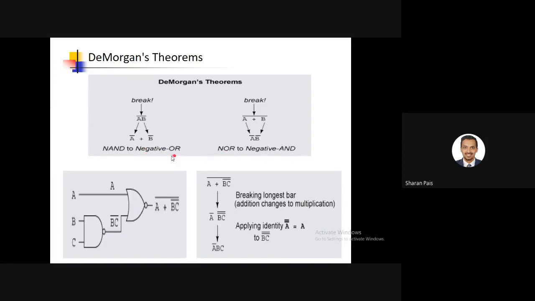So don't worry about negative logic or negative NAND and all. Later it comes, I'll explain that. There are two things when we are studying logic gates: one is the positive logic, one more is the negative logic. It comes later, I'll explain that time. Now don't worry about that. Just remember De Morgan's theorems or laws.